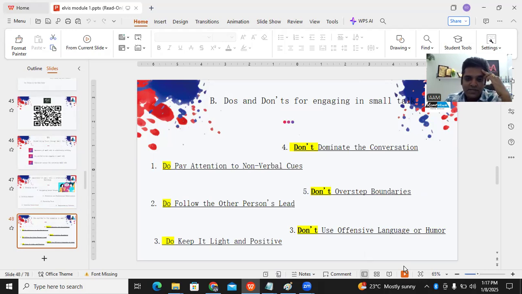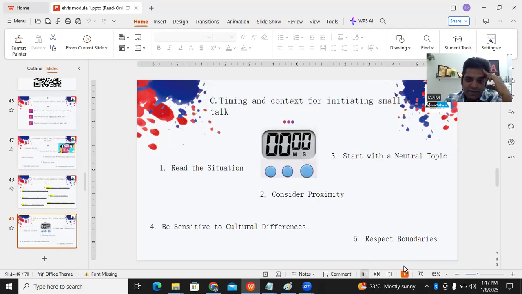Timing and context for initiating small talk. When should the small talk be initiated? There are five different criteria. The first is read the situation. Second is consider the proximity, especially in a physical environment. Do not come too close, especially if it's the opposite gender. It may be taken as a threat.